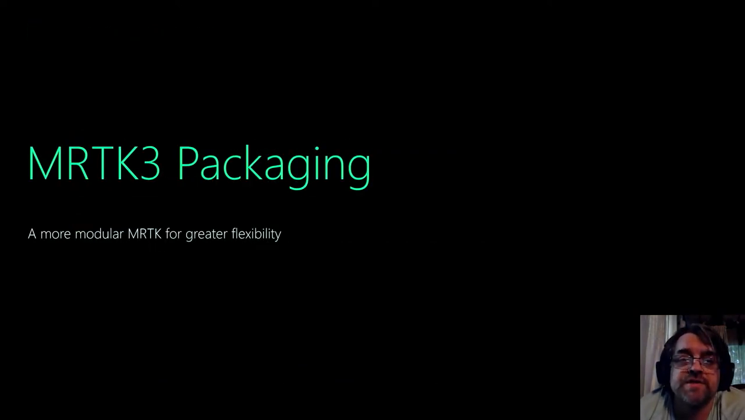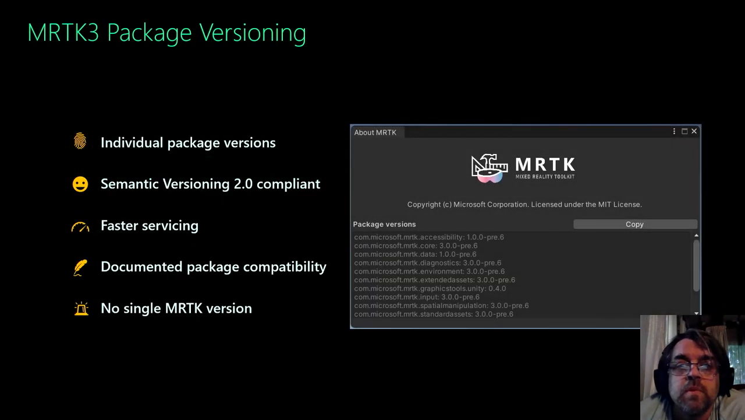Speaking of packages, let's talk about the new package structure for MRTK3. MRTK3 is moving to a system of individual package versions. As you can see from the image to the right, the accessibility and data packages, being completely new features, are being released as version 1, while others, such as core definitions, are releasing as version 3.